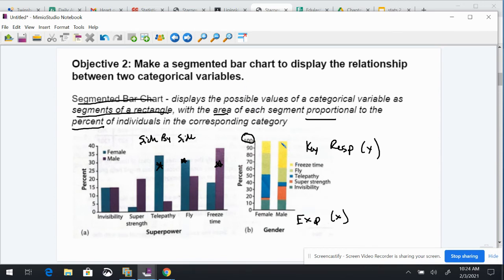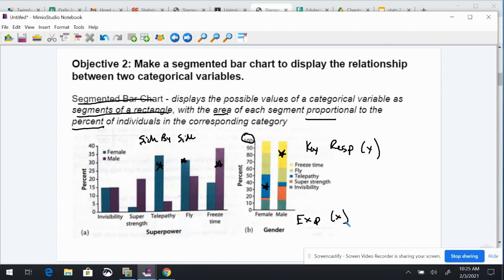So again, you can tell it's just a little bit larger for the males. Clearly, freeze time is the largest box here. Here, it's a little bit harder to tell whether it is telepathy or fly, but we know from the side-by-side bar chart that telepathy is the largest for the females.